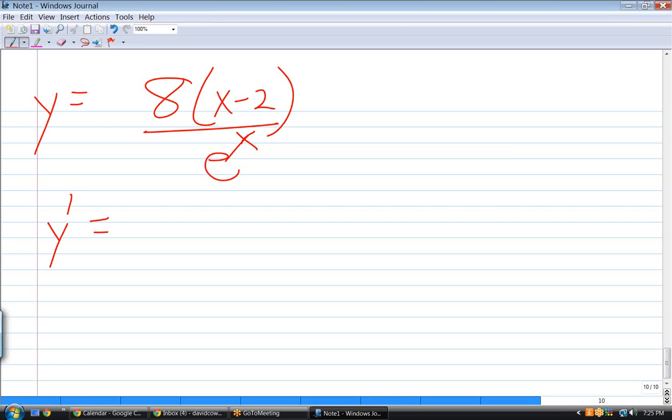Read the question again. What exactly did they want? Determine the point or points at which the graph of the function has a horizontal tangent line. So let's take the derivative of this. And let's distribute the top, just make it a little easier, so we don't have to deal with any product rule.